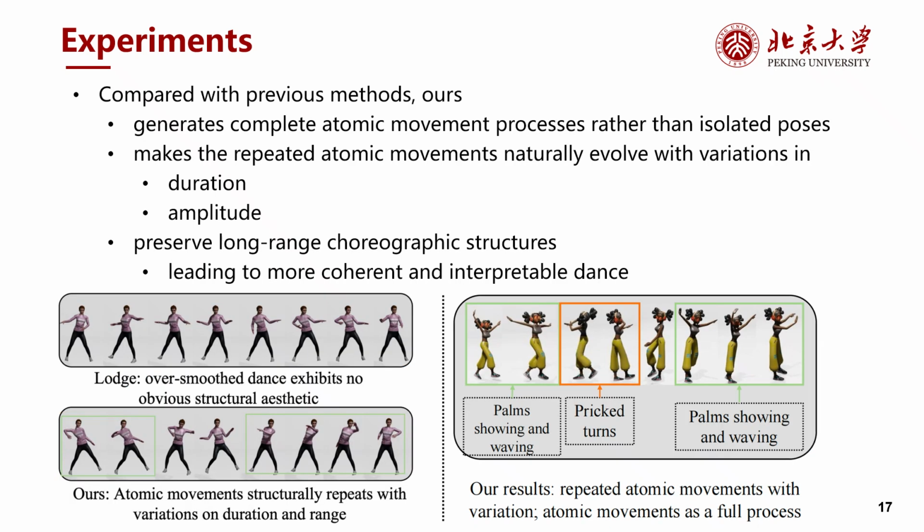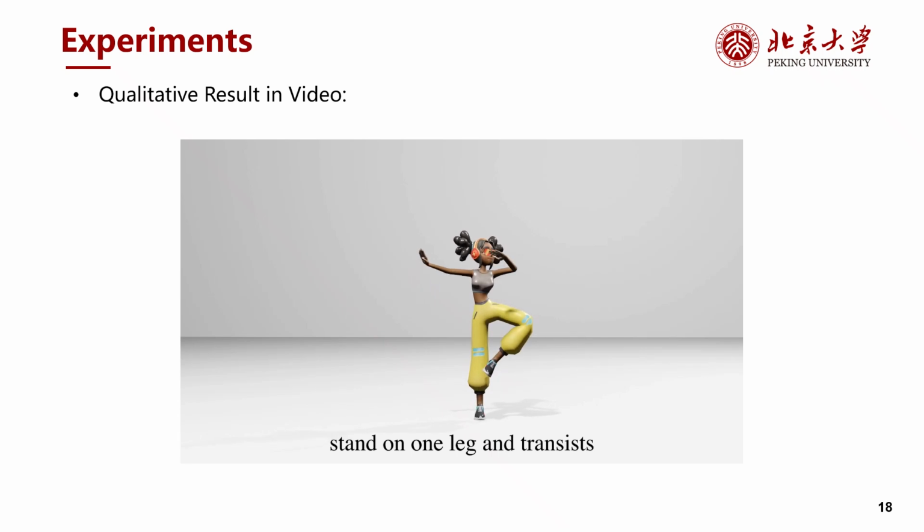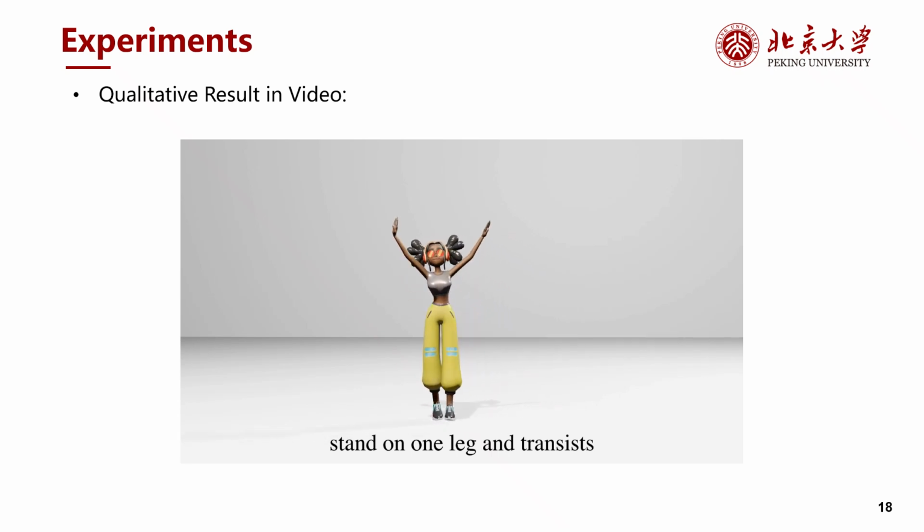Qualitatively, previous methods often generate isolated poses or over-smoothed repetition. Our method generates complete movement processes. Repeated units naturally vary in duration and amplitude, while preserving long-range choreographic structure. Here is a short example. Notice how the generated motion follows the music rhythm, while recurring movements remain recognizable but not simply copied.